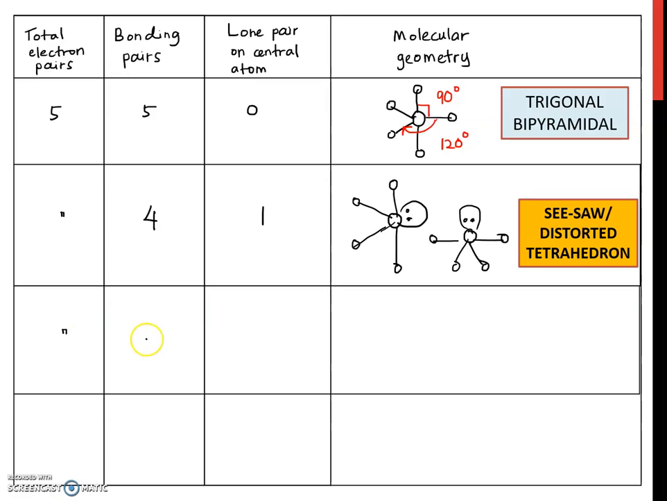Second type under this, if 3 bonding pairs and 2 lone pairs. Okay, so how about the structure? The structure will be distorted. Okay, kalau asal full atom, 5 atom trigonal bipyramidal, sekarang kita buang 2 atom jadi 2 lone pair. Pada central jadi 2 lone pair and 3 atoms bonded to central.